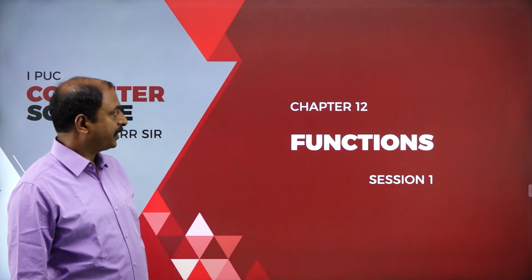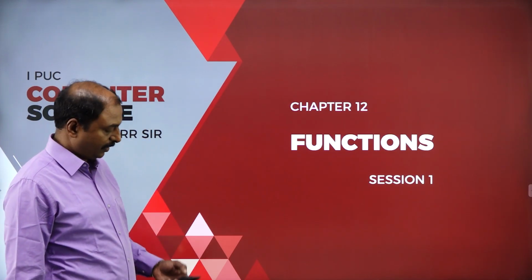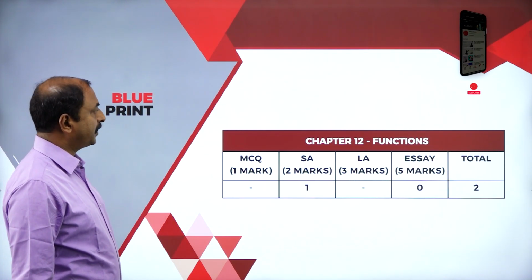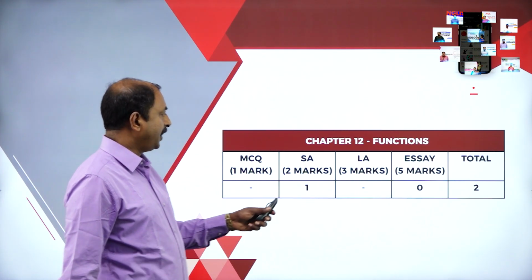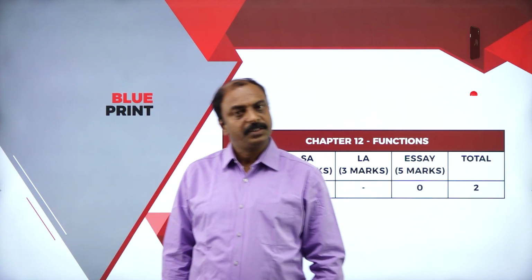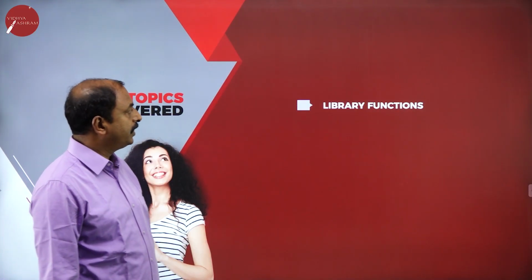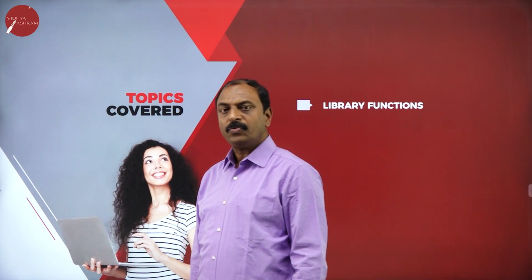Students, let us start our discussion with the chapter 12, that is functions. Now let us see the weightage of the chapter. The weightage of the chapter is 2 marks and you will have only one 2 marks question. So weightage of the chapter function is 2 marks. In this session, we are going to talk about library function. It is a type of function.